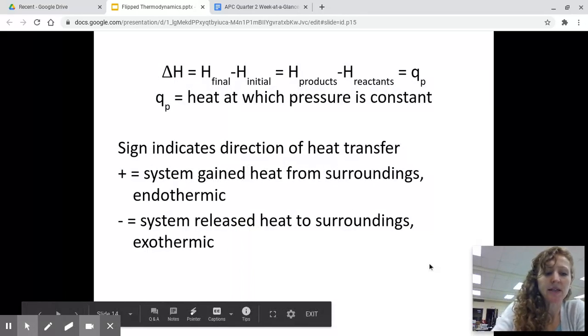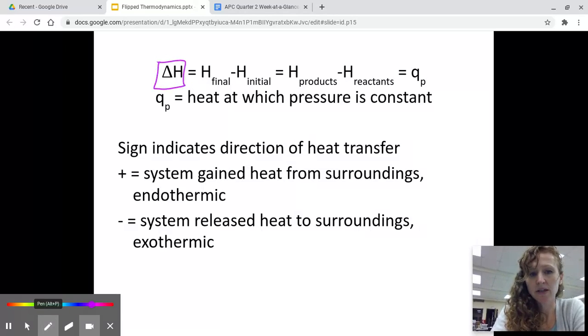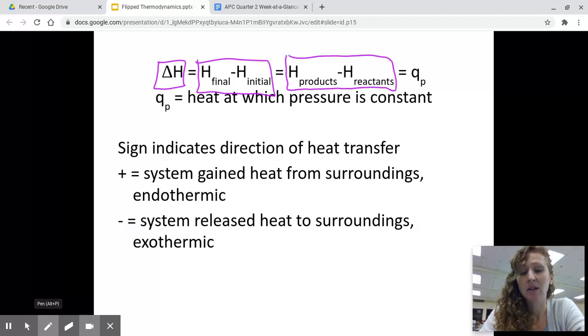And that's what we see here. So we have change in enthalpy is equal to final minus initial, which in chemistry usually we don't say final molecules and initial molecules. We say products and reactants. So it's enthalpy of the products minus enthalpy of the reactants. That will give you the change in enthalpy.